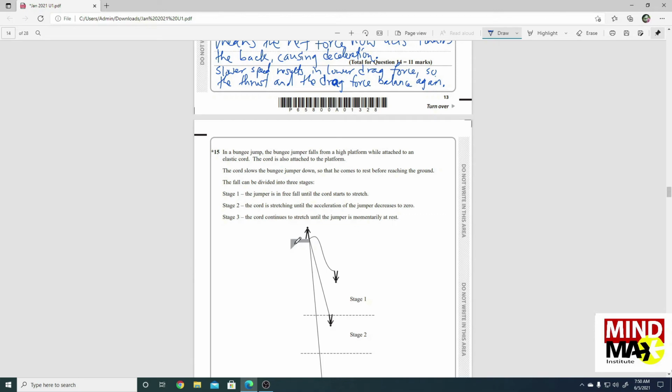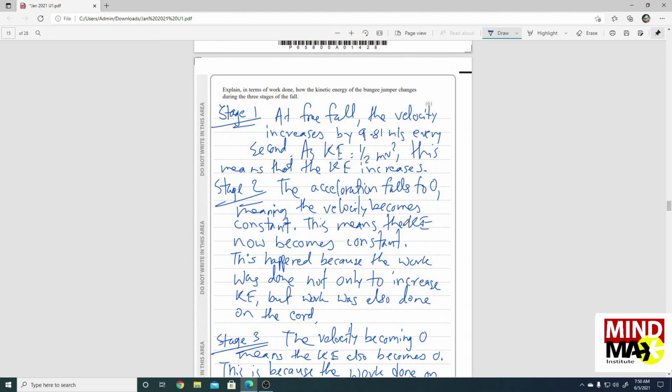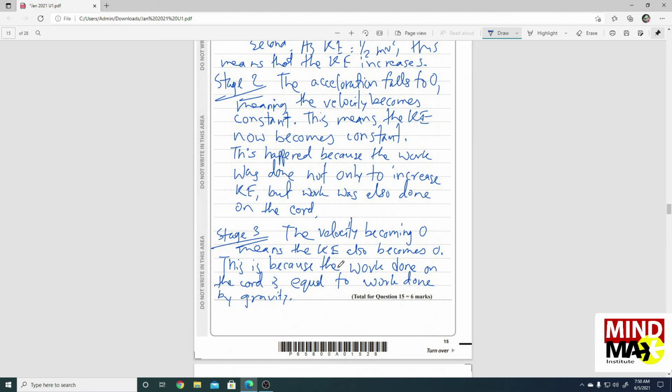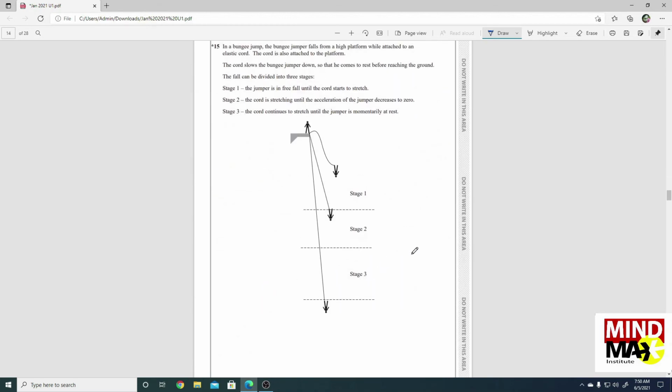So the person actually comes to rest, meaning what? The kinetic energy is now 0, because velocity is 0, meaning kinetic energy is also 0. Why does this happen? This is because the work done on the cord is equal to the work done by gravity. So work done by gravity is done which way?